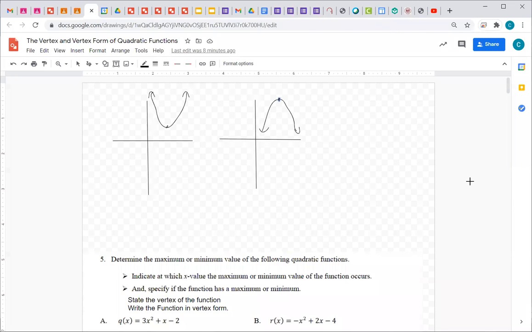Good morning. So for this assignment, we will be exploring the vertex and the vertex form of quadratic functions. Start out with, I sketched out two functions here, and notice I marked the vertex. The vertex is this point. It's either a maximum or a minimum. So here, the vertex is a minimum.